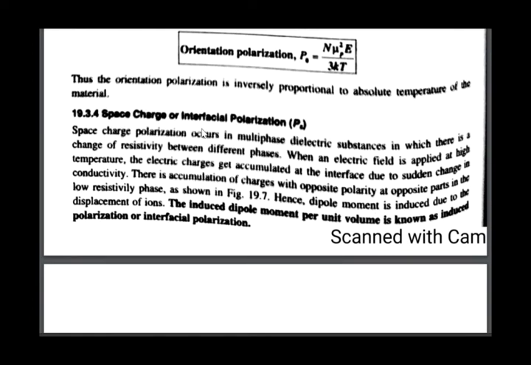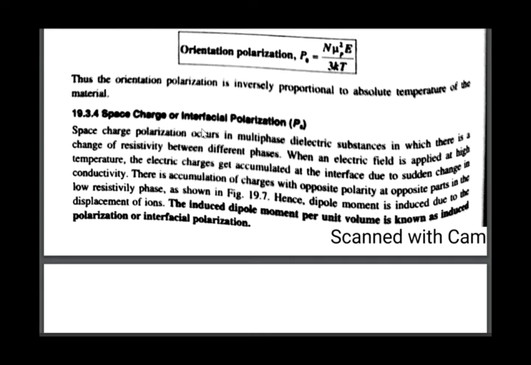Space charge or interfacial polarization. Space charge polarization occurs in multi-phase dielectric substances, that means which contain more than one material, in which there is a change of resistivity between different phases. When an electric field is applied at high temperature, the electric charges get accumulated at the interface due to sudden change in the conductivity process. There is accumulation of charges with opposite polarity at opposite parts in the low resistivity phase, as shown in the figure given below.